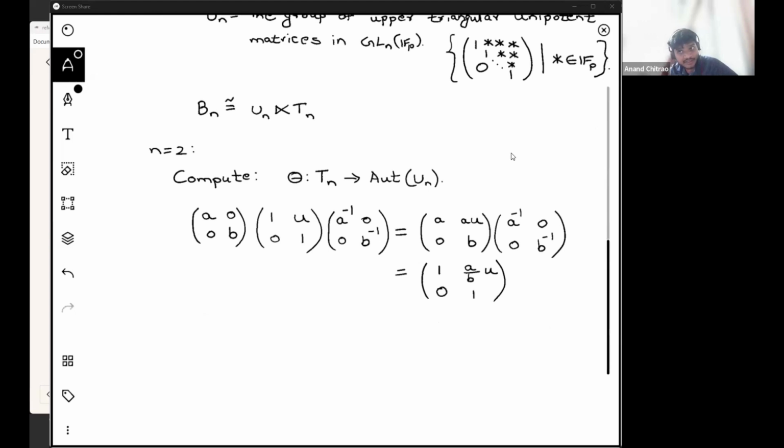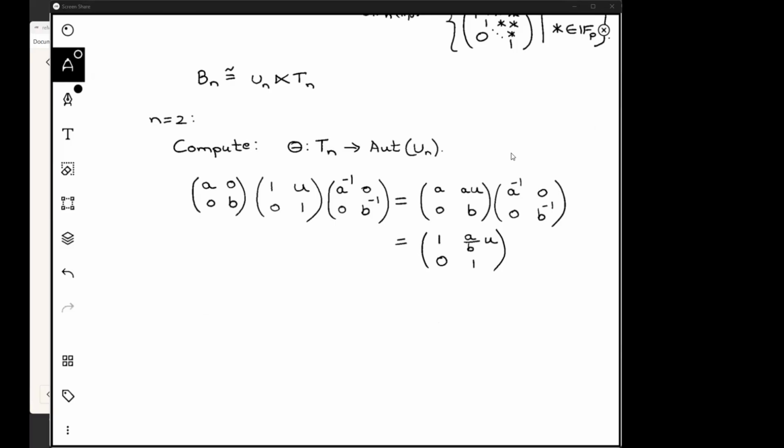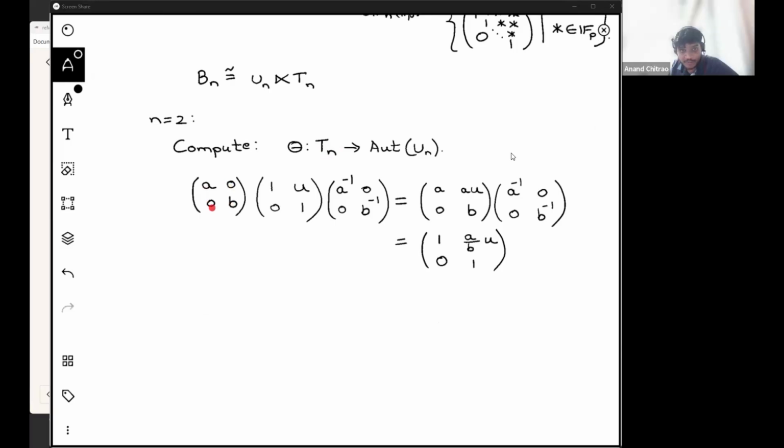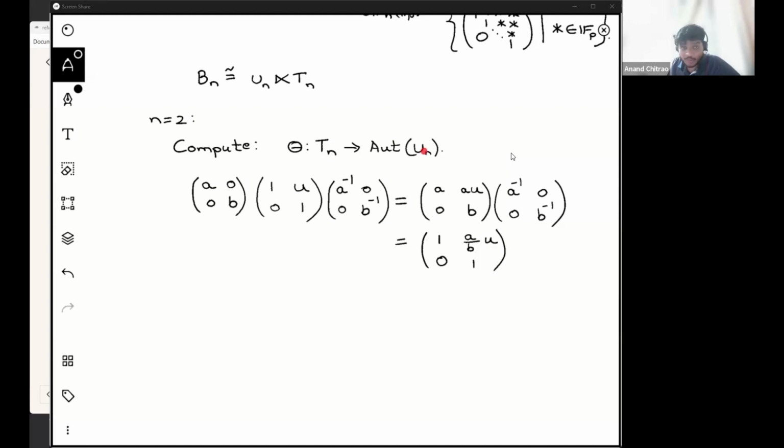So what happened over here? If you start with an element of Tn, that's (a, 0; 0, b), it is sent to the automorphism of Un which just multiplies u by a by b. So that's this automorphism. Is this clear?